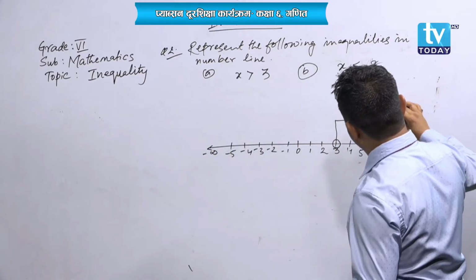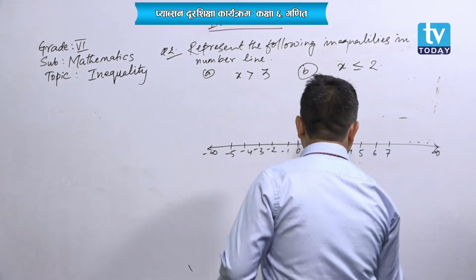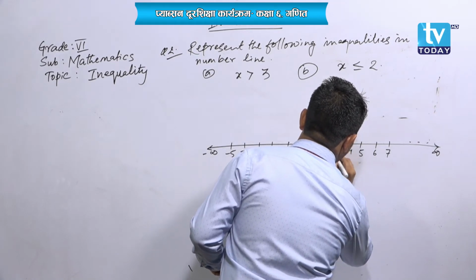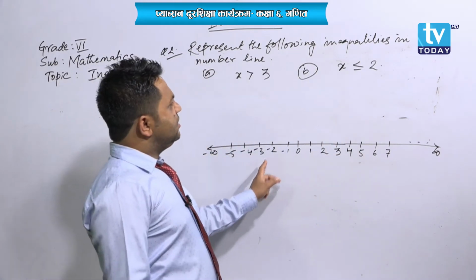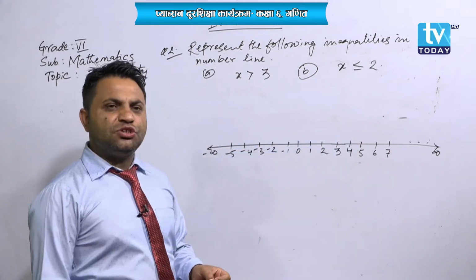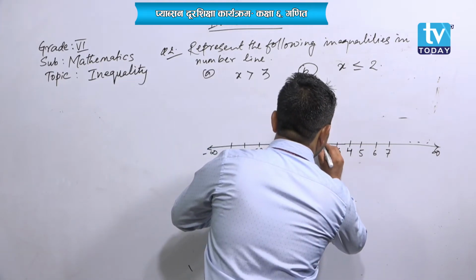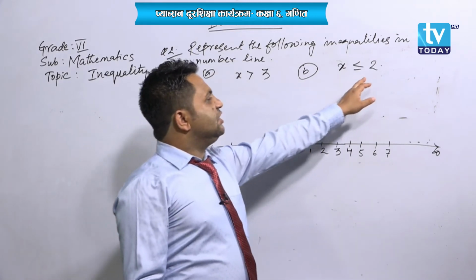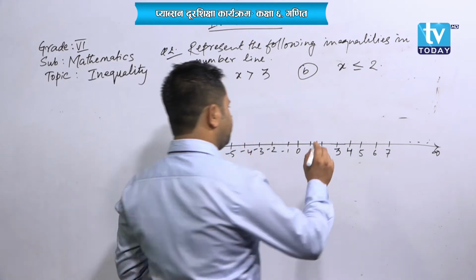Now let me do another question. Here it is, question number B, the value of x is less than or equal to 2. Okay, now please check here, what is 2? Here is 2, but there is the symbol less than or equal to. So in this case 2 is also included, so you have to represent it by a dark circle.